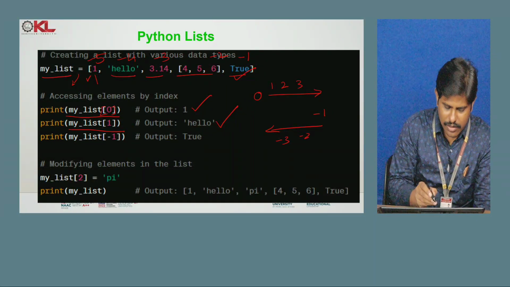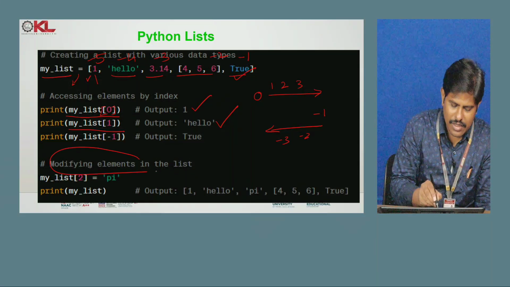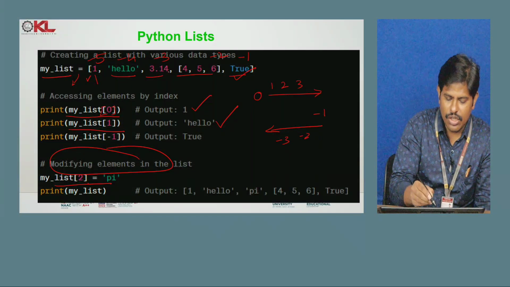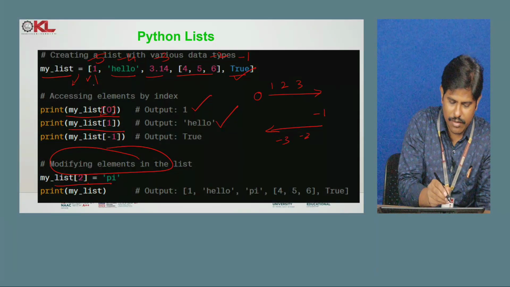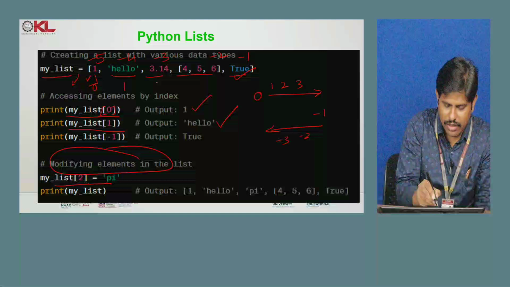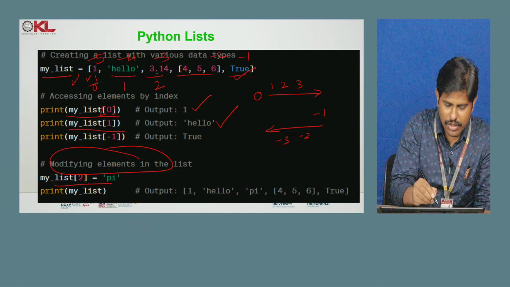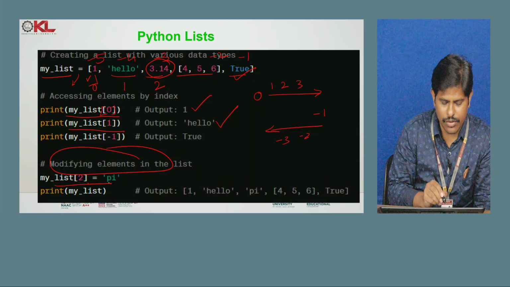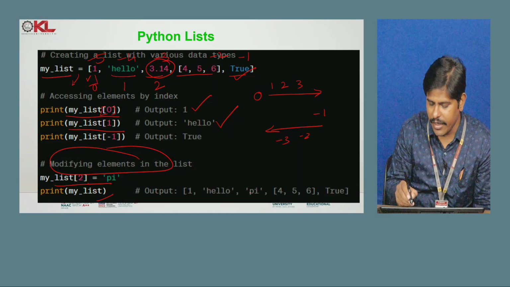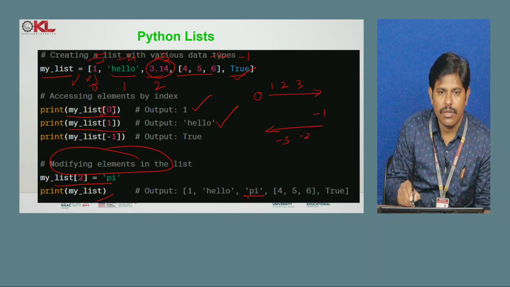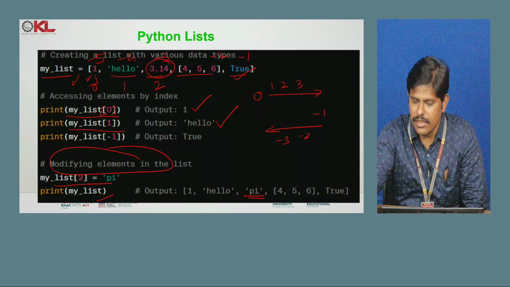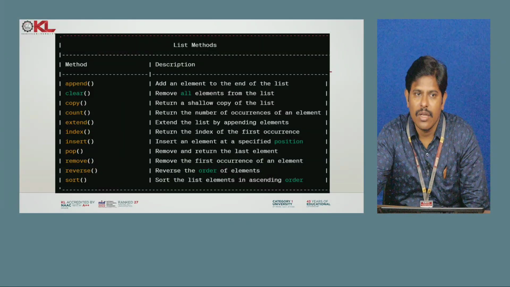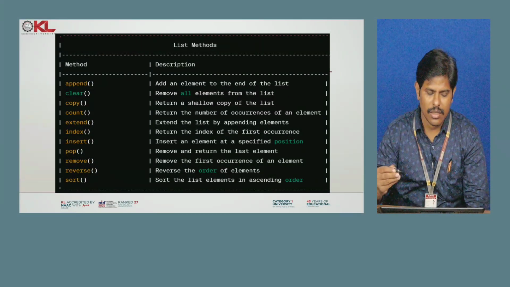And as I told you, you can modify the elements in the list. When I say my list of 2, previously I have 3.14. So here this is my 0th element, first element, second element. I want to replace 3.14 with pi. So I have to say my underscore list 2 equal to pi. When I say print here, 3.14 becomes pi in this case. And there are tens of methods available with lists. It can be similar to the string methods.